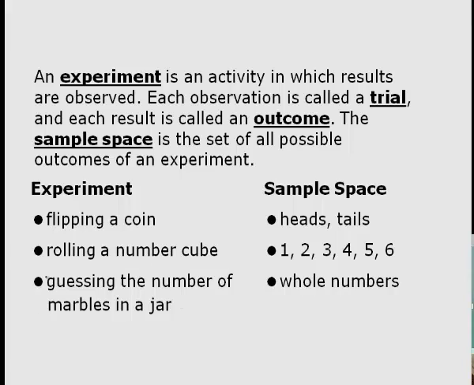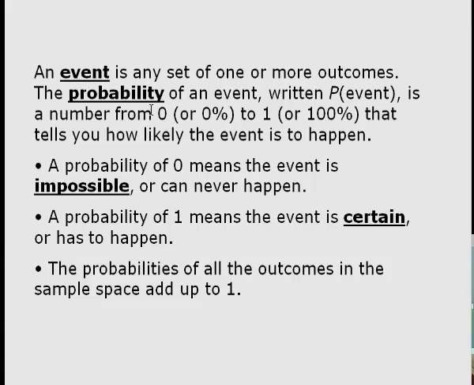An experiment could be guessing the number of marbles in a jar. The trial would be the actual guessing, whereas the outcome would be the actual guesses. In the sample space, if we were going to list all the possible outcomes, it would be all the whole numbers. An event is a set of one or more outcomes.